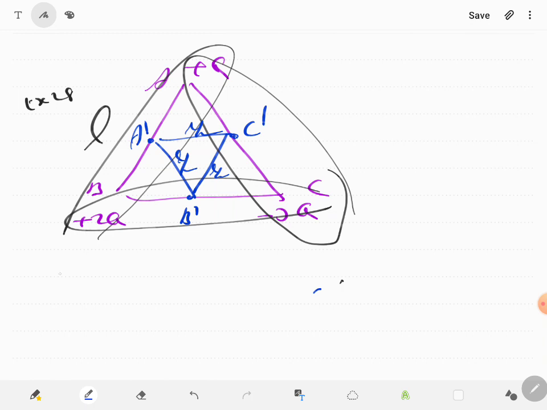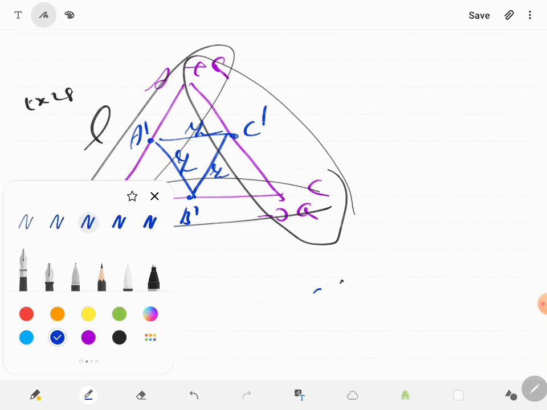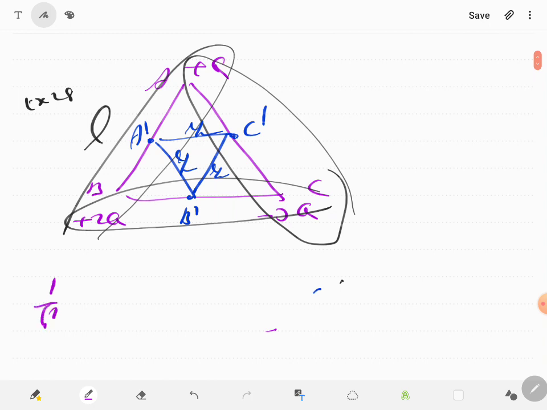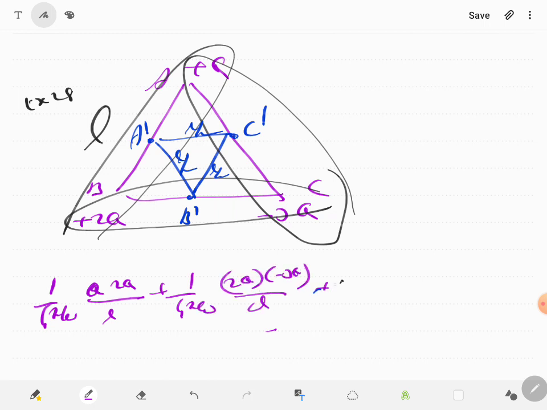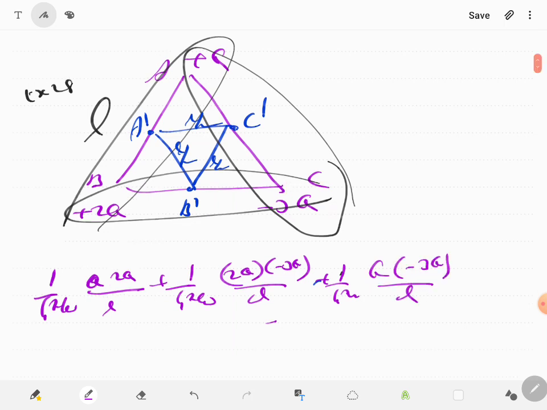So you can write for the initial, in purple color, 1 by 4 pi epsilon naught into Q into 2Q by L plus 1 by 4 pi epsilon naught into 2Q into minus 3Q by L plus 1 by 4 pi epsilon naught into Q into minus 3Q by L. That will be the initial potential energy.